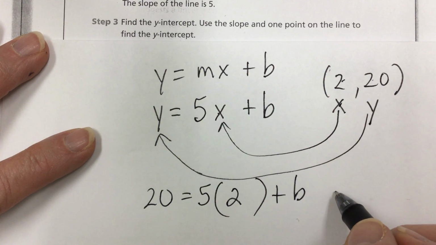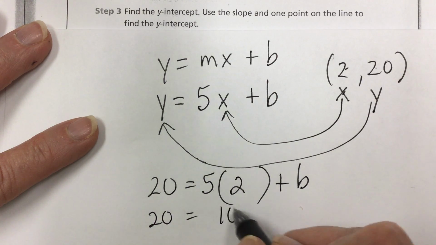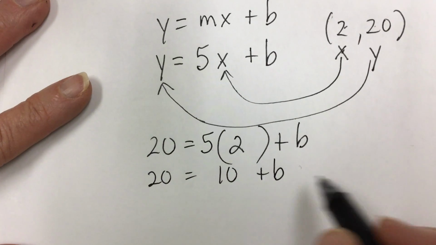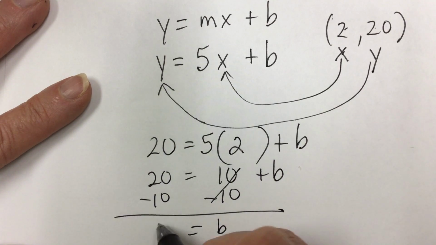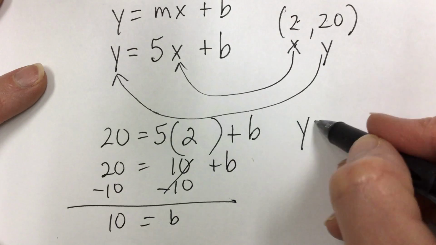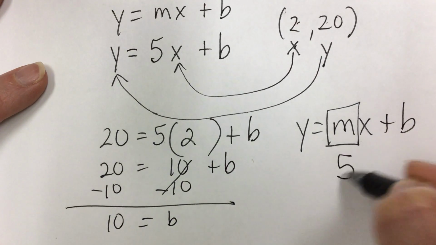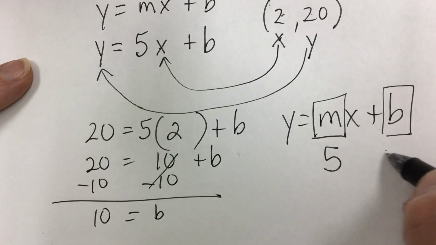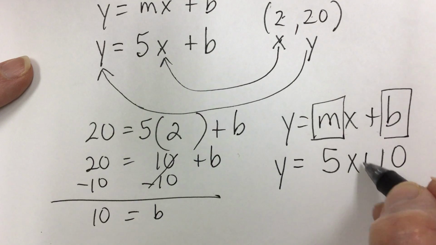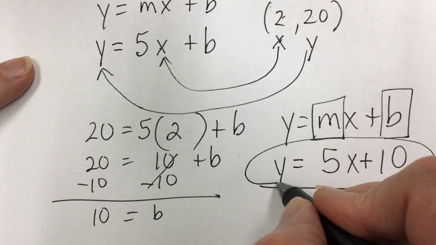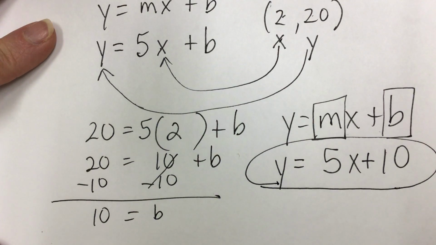Now b is your y-intercept. So I have 20 equals 5 times 2, which is 10, plus b. Solving for b, let's subtract 10 from both sides. Therefore, b equals 10. So y equals mx plus b. I know my slope was 5, and now I know that my y-intercept is 10. So I have the equation y equals 5x plus 10. That is the equation of the trend line in this problem.